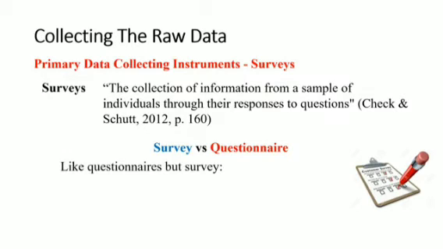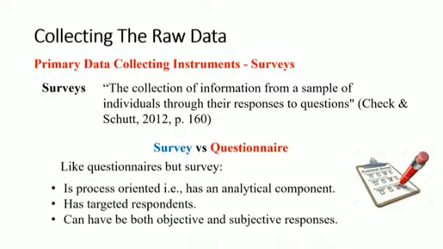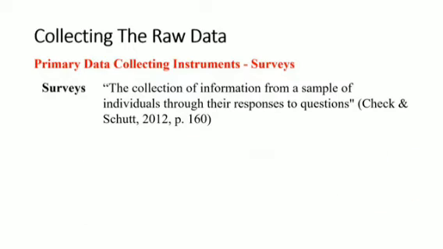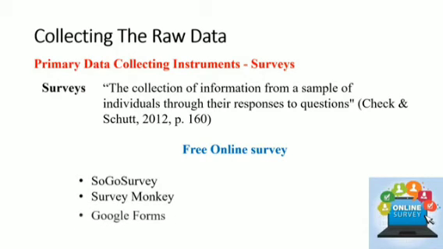Surveys are like questionnaires, except that surveys are process-oriented. That is, they have an analytical component. Surveys have targeted respondents. And finally, surveys can have both objective and subjective responses. For your Mathematics SBA, there are some free online surveys that are available for your use. These include SoGo Survey, SurveyMonkey, and Google Forms.